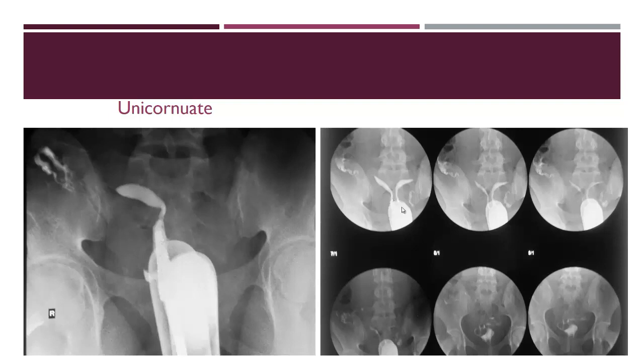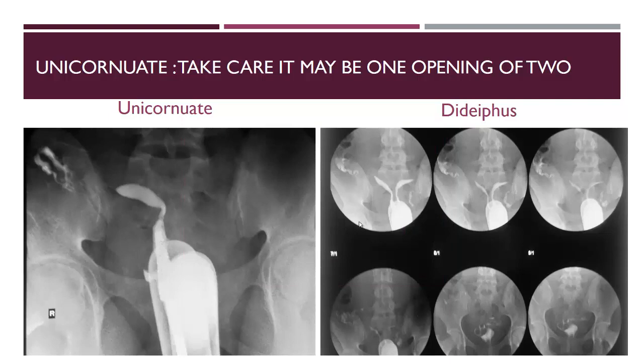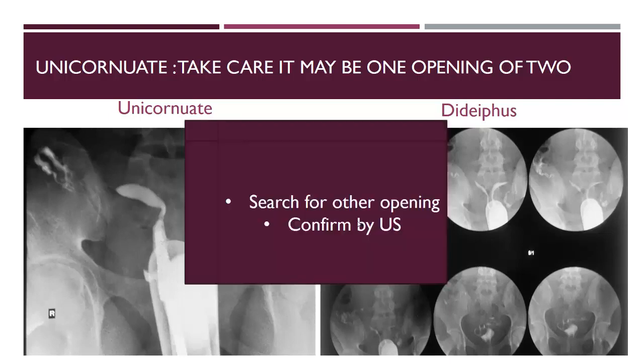You have to look if there is any opening on the surface of the cervix or not, and this is a point of differentiation between didelphys and bicornuate. There are two separate external orifices on the cervix from outside, external os. So this is didelphys. So in unicornuate uterus, take care, it may be one opening of two. Second, search for other opening and confirm by ultrasound.